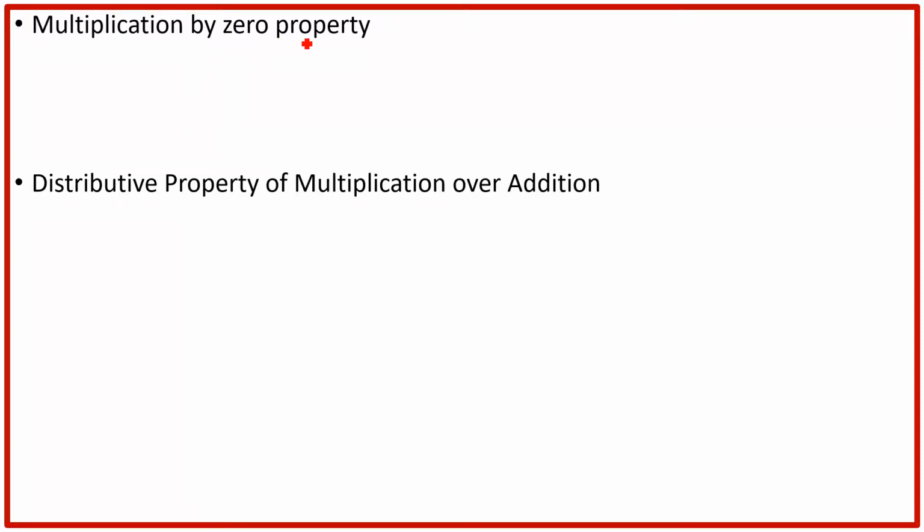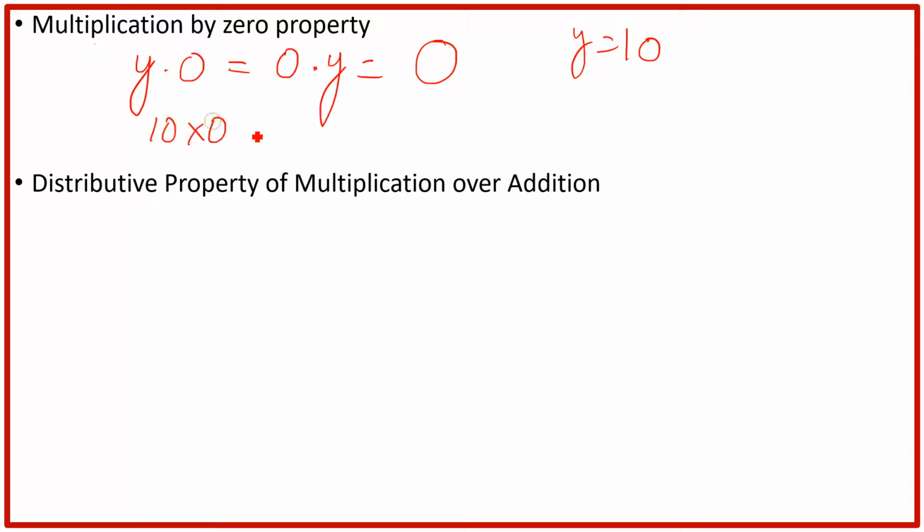Then there is the multiplication by 0 property for all whole numbers. Here we consider y multiplied by 0, or 0 multiplied by y, is equal to 0. Suppose the value of y is 10. So 10 multiplied by 0, or 0 multiplied by 10, is equal to 0. When we multiply any whole number with 0, the result is 0. This is the multiplication by 0 property.